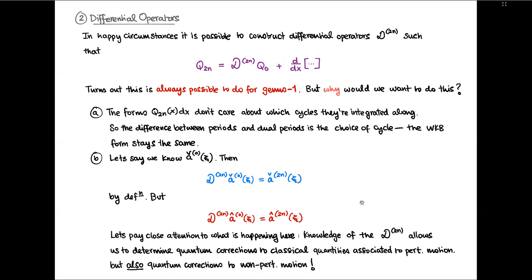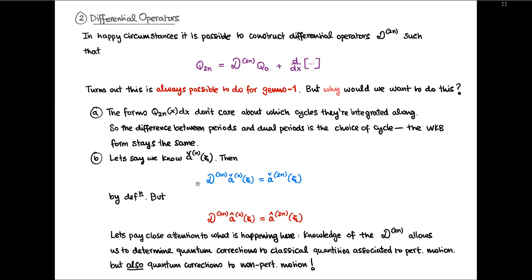So I'll just say that again. What's happening here is that if we are able to construct these differential operators, then what these differential operators allow us to do is determine quantum corrections to classical quantities associated to the A cycles. But the same differential operators also allow us to construct quantum corrections to quantities associated to B cycles or tunneling cycles.